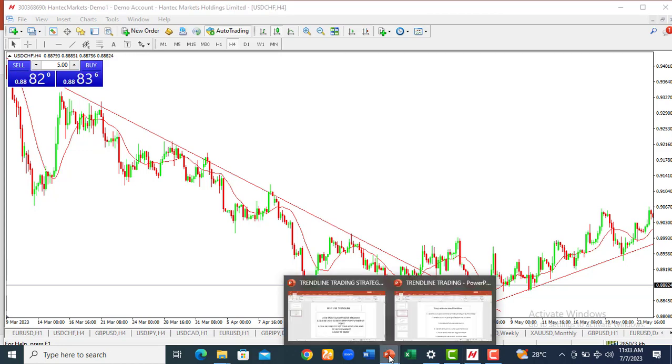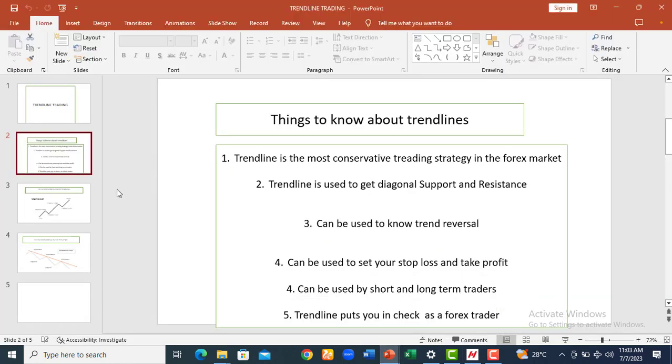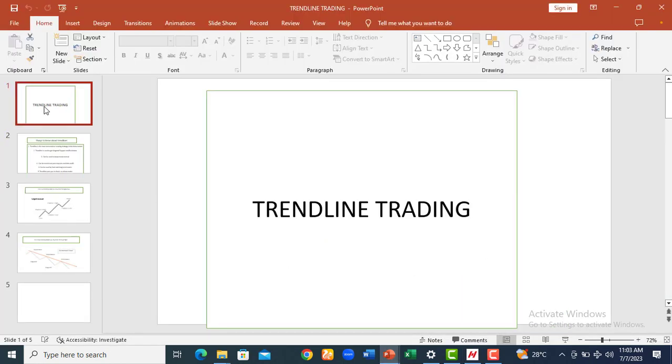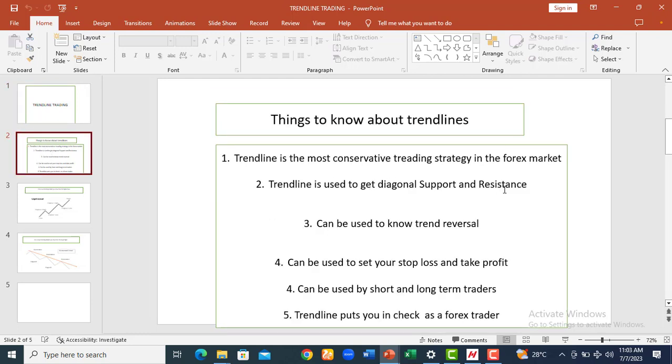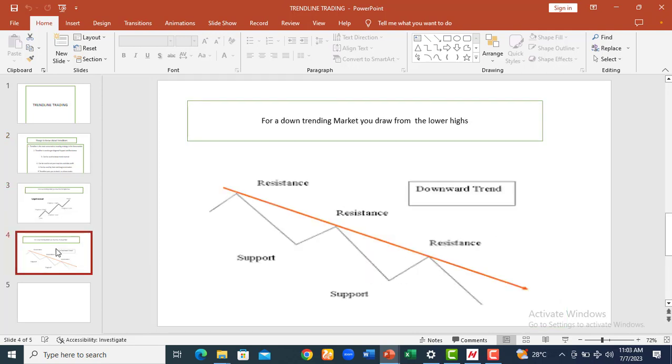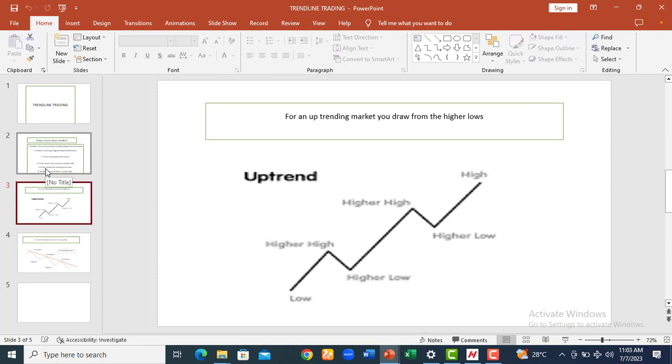Now, as a way to recap, I started by introducing the trend line trading strategy as one of the best strategies so far used in trading. And I said trend line is the most conservative trading strategy used for diagonal support and resistance, can be used to know trend reversal, can be used to set your stop loss and take profit, and can be used by short-term and long-term traders. So that was what I was trying to explain.